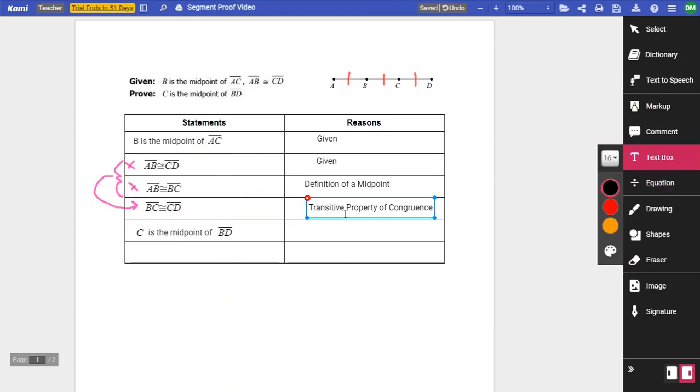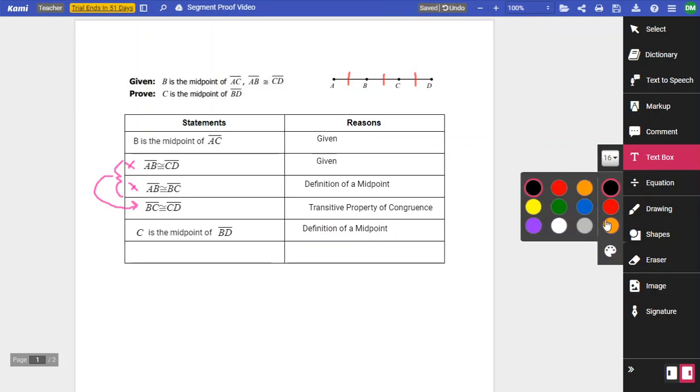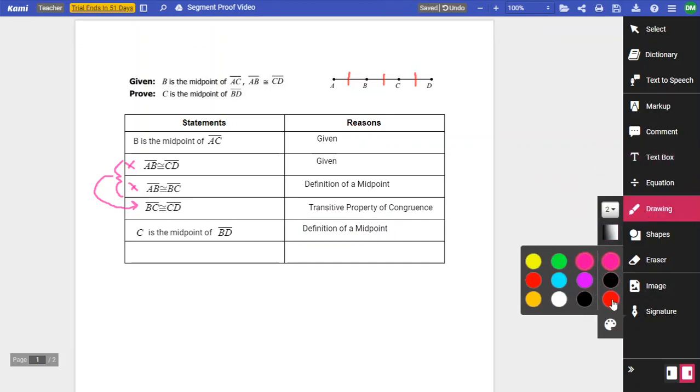And then how do we know that? We know that by the definition of a midpoint. And that was from this line here. So let's use a different color. Let's go maybe blue here and say that this line where BC is congruent to CD will directly lead me to this line right here. Because once I know that those two segments are congruent, then I can say that C is the midpoint by the definition of a midpoint.